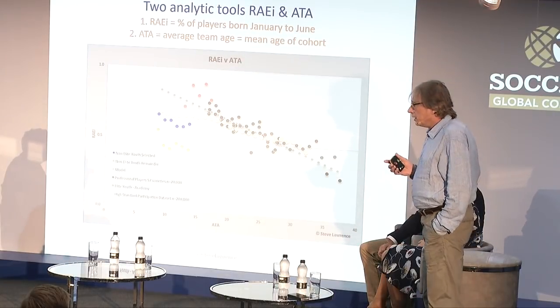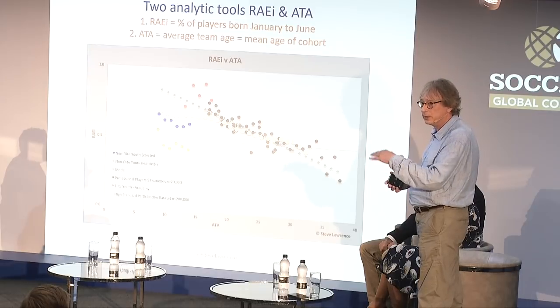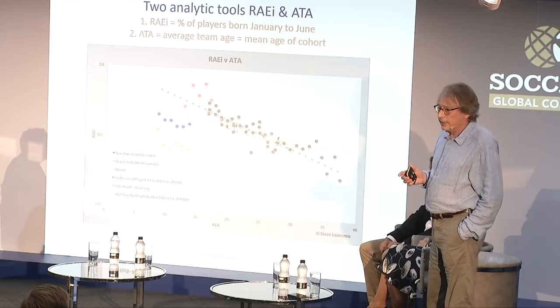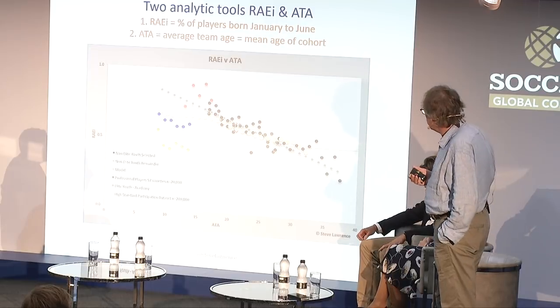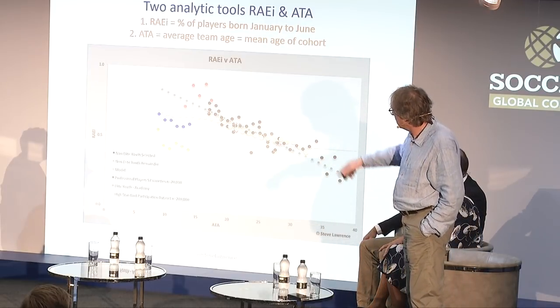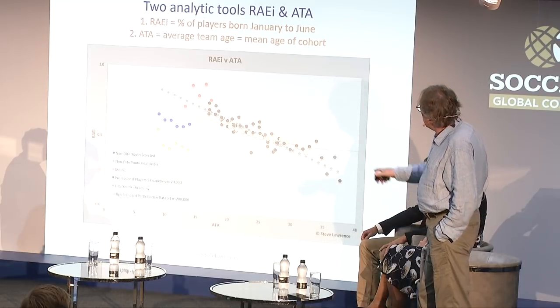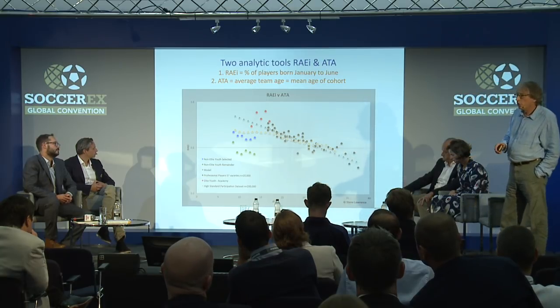Now, I've developed two really simple analytic tools. You saw the UEFA one split into quarters. I use something which I call a relative age index, which is very simply the percentage of players born January to June. And it converts into a simple integer. You should see up the left-hand y-axis there, the relative age index. And along the bottom, the second metric I use is the average age of the cohort.